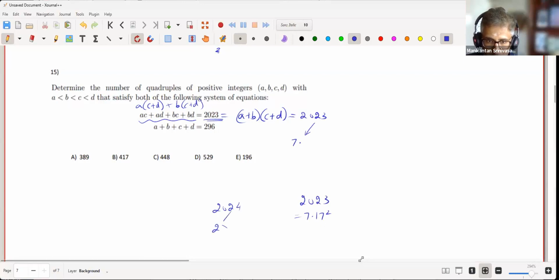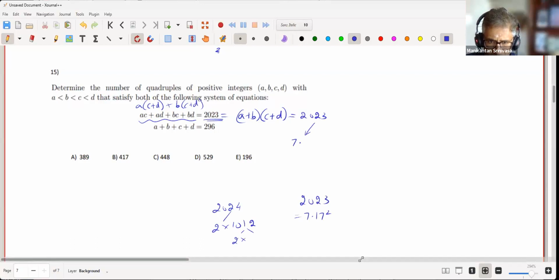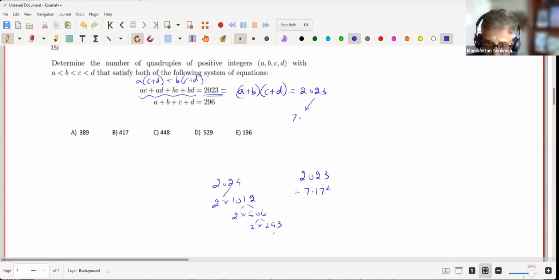So I haven't figured this out. So 1012. So how much is this? 2 into 506, right? And this also is 2 into 253. This 253, no, 253 is divisible by 11. 2 plus 3 is 5, right? So it's 11 into how much? 23. Okay, so just be prepared for 2024 also. But definitely there'll be some problem, at least one problem with 2023, and prime factorization would be one of the key steps. So 7 into 17 square is this.